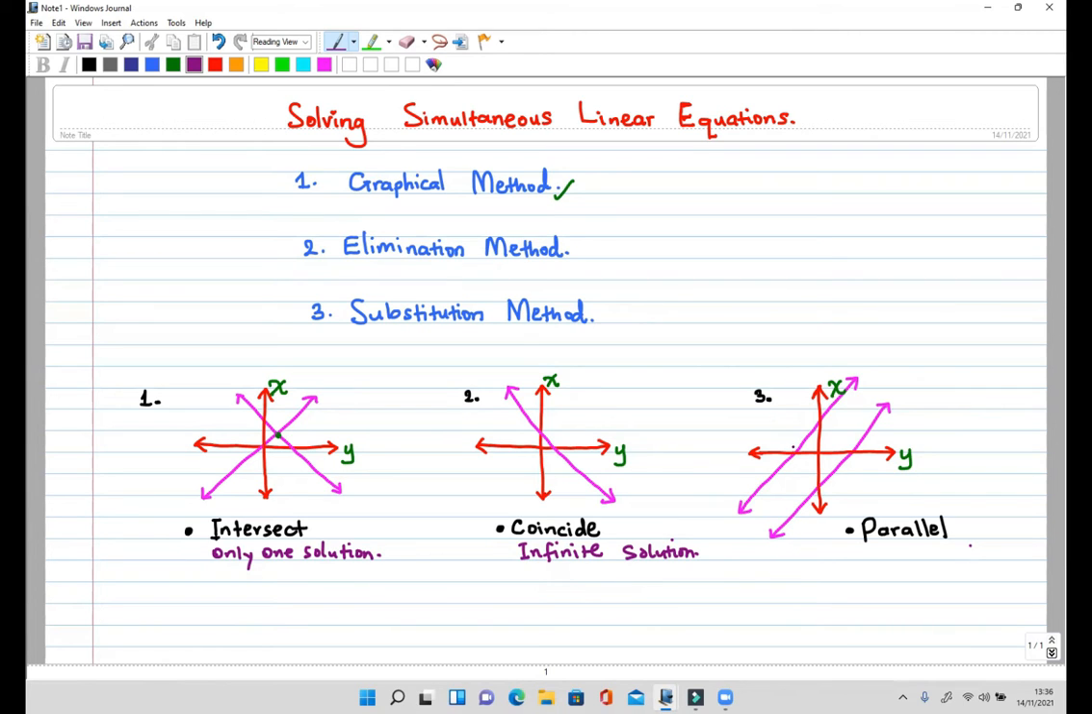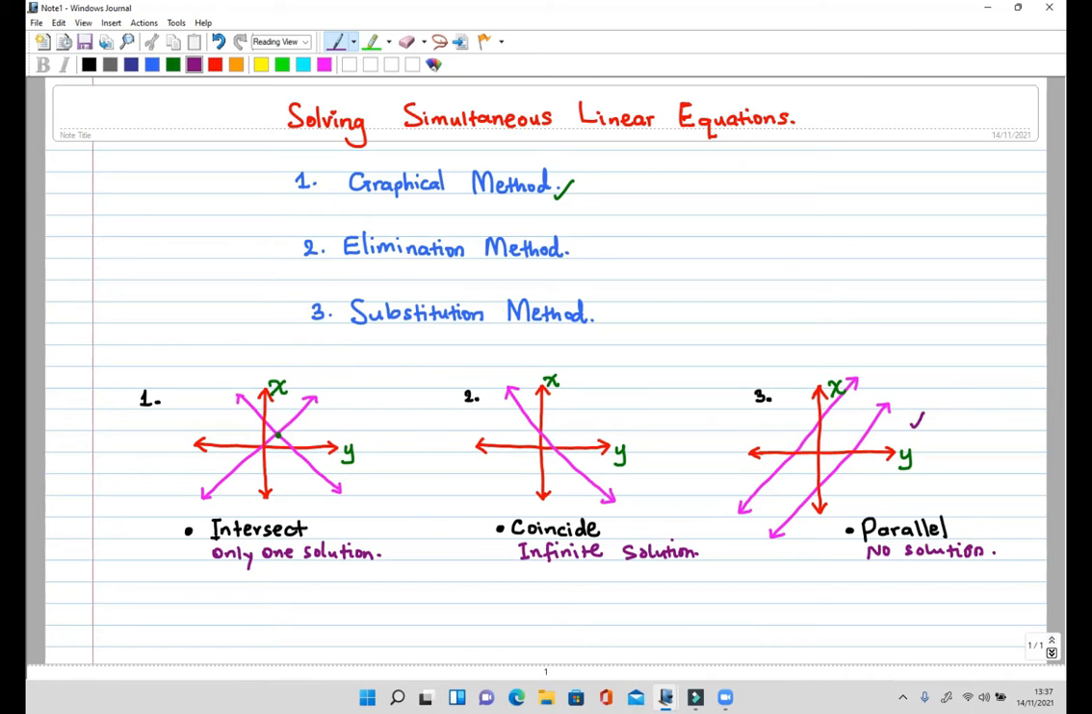Now, when we graph these linear equations, sometimes the lines may become parallel to each other. And when they are parallel, we say that there is no solution to these two linear equations. So there are three situations. One, when they intersect, we have one solution. Two, when they coincide, we have infinite solutions. Three, when they are parallel, it means that there is no solution.